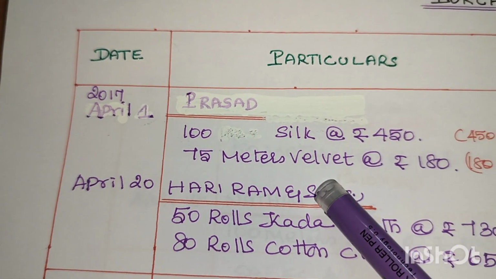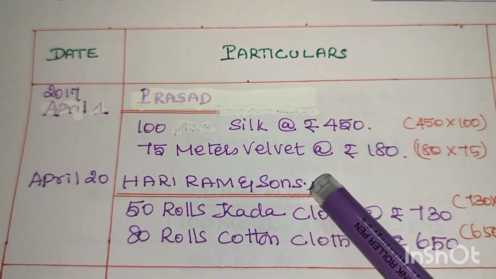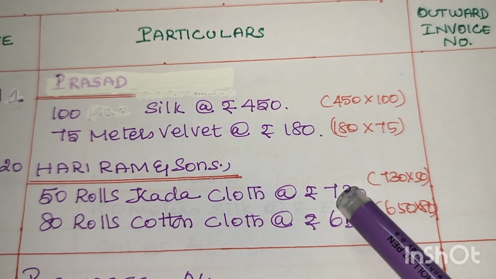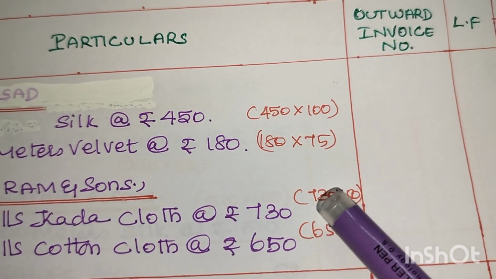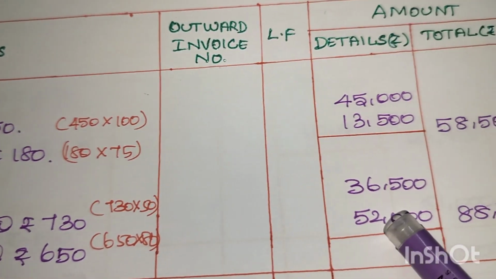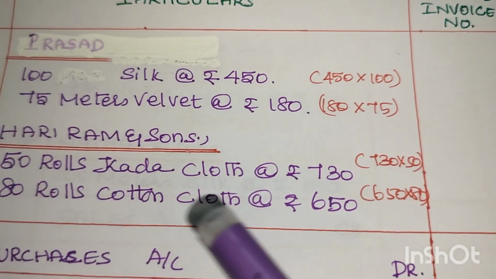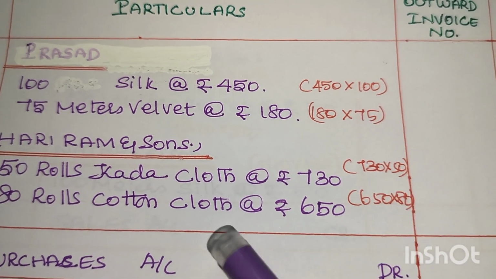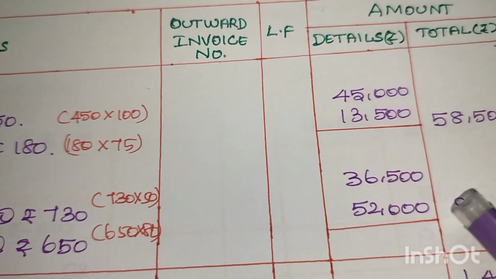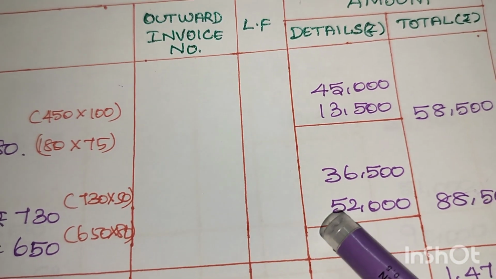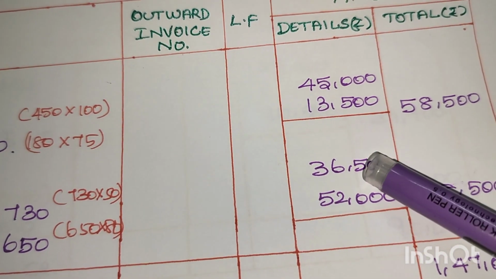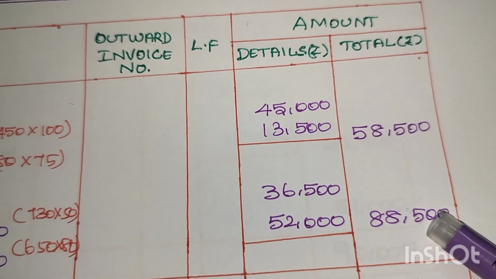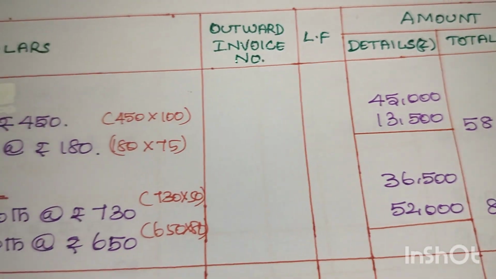The name of the supplier is Hariram and Sons. We entered it into the particulars column. The detail of the product is 50 rolls Khada cloth at rupees 730. We have to calculate 730 into 50. How do we get? We got 36,500. And 80 rolls cotton cloth at rupees 650. We have to calculate 650 into 80. How much did we get? We got 52,000. Then we have to add both the values and we get 88,500, entered into the total column.